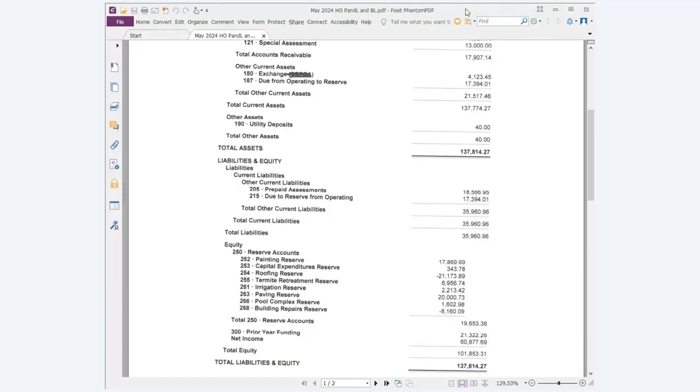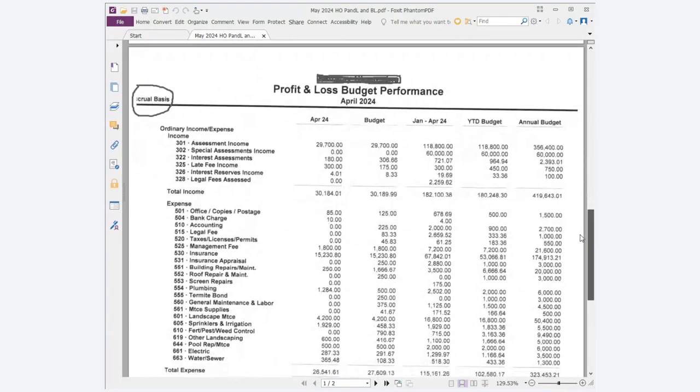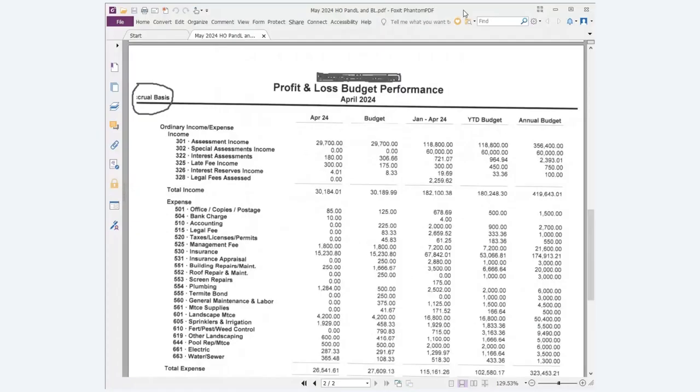Today we're going to go over basically the P&L and the balance sheet for HOA accounting. There are lots of other reports as well, but these are the two we're going to focus on, the primary ones. As in a business, the profit and loss statement covers a period of time, usually a month, not always. You can see a sample here on the screen.